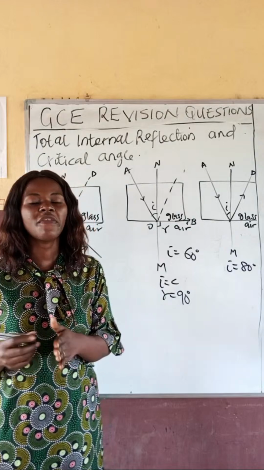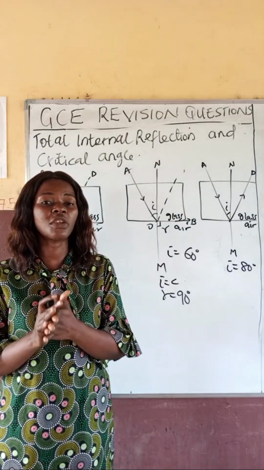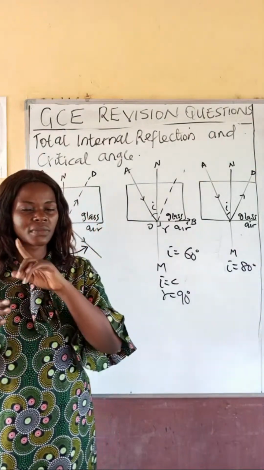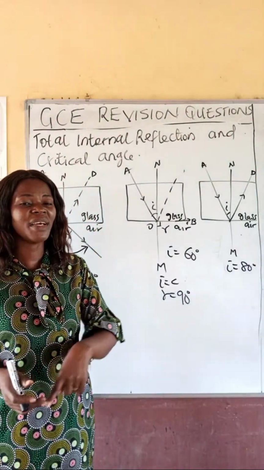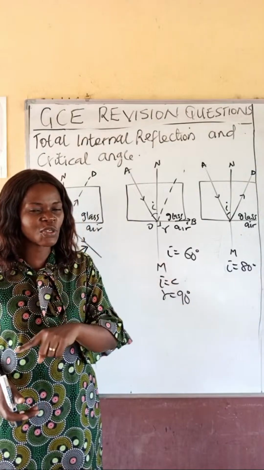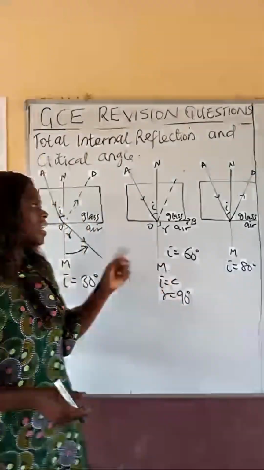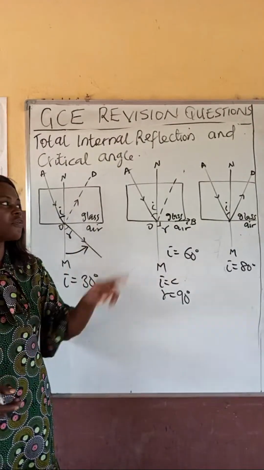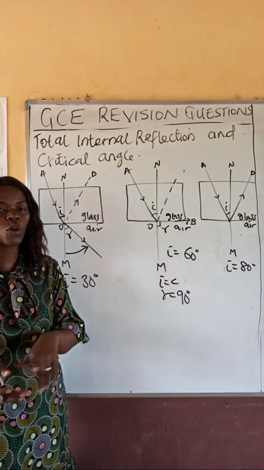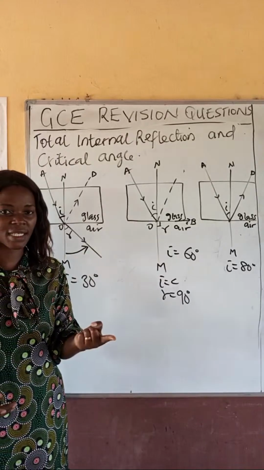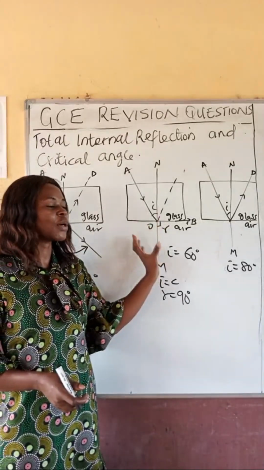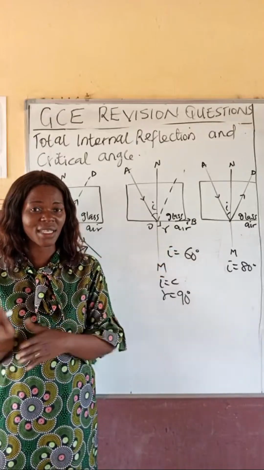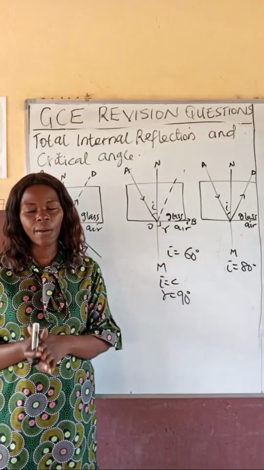Okay? So if you are asked to state the conditions necessary for total internal reflection to take place, number one is that light must be traveling from a dense medium to a less dense medium. What is a dense medium? A dense medium means that this is denser than this. So light must travel from this to this, and also the critical angle must be exceeded. Once we exceed the critical angle at this point, you can see that total internal reflection has taken place. Is that clear? All right.